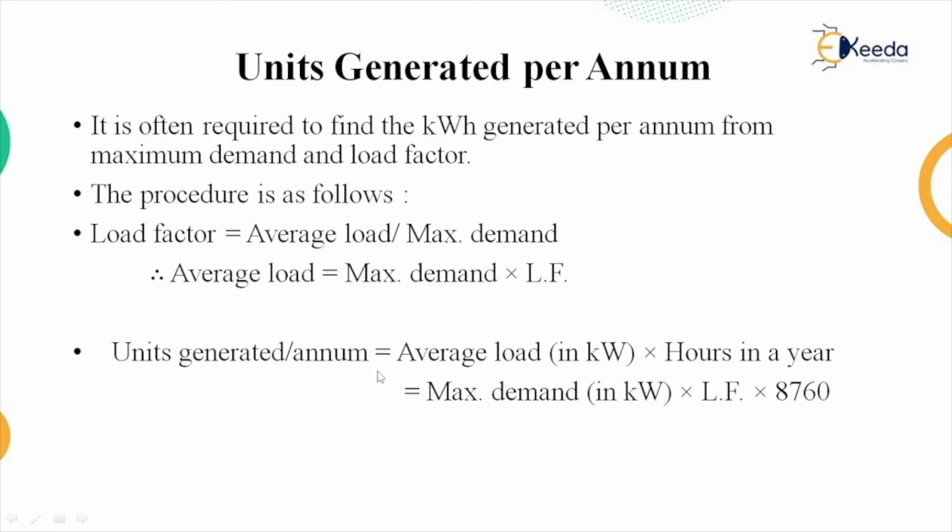So unit generated per annum is equal to average load in kilowatt into hours in a year. And average load will be maximum demand into load factor. So maximum demand in kilowatt, into load factor, into 8760, that is hours in a year, 365 into 24, that is the total unit generated per annum, that is the unit generated in a year.